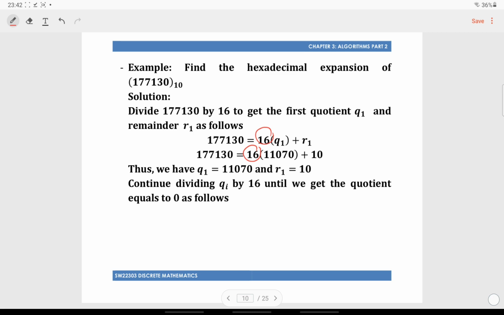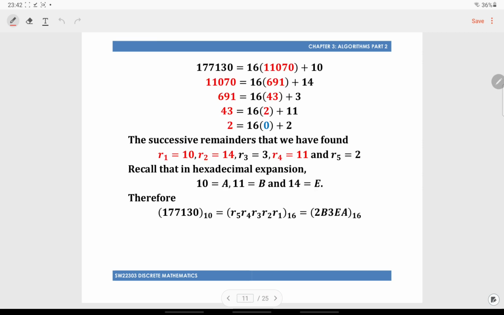Our first quotient is equal to 11070. This is the first quotient, and the first remainder is equal to 10, but our interest now is on the quotient because we want to take this quotient as the new dividend in the next step. So we divide the new dividend by 16. We obtain a new quotient equal to 691, plus the remainder equal to 14.